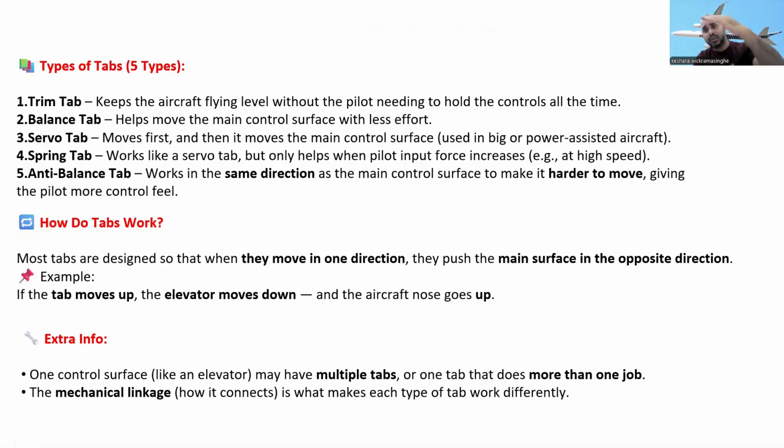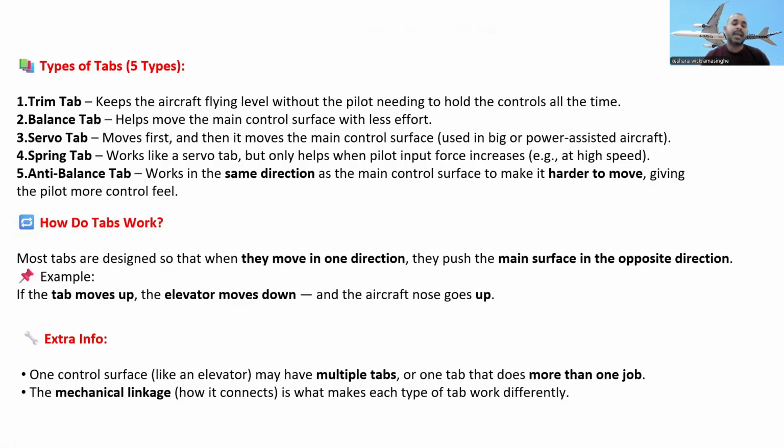It means when the control surface moves to the right, the tab moves to the left. Okay, example: if the tab moves up, the elevator moves down, and the aircraft nose goes up.